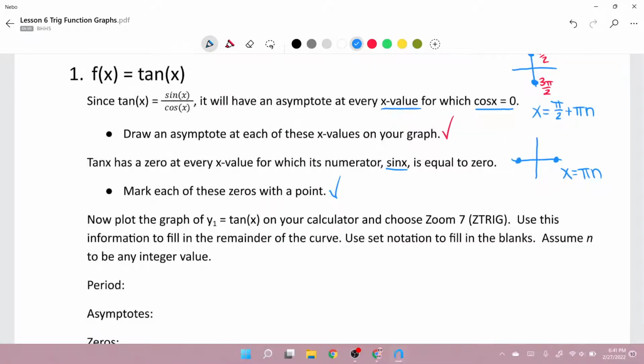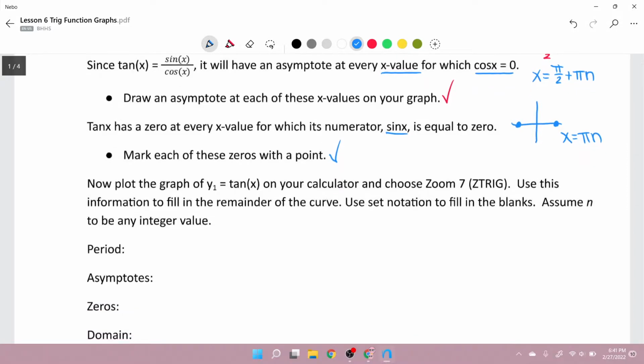Okay, at this point, it says, now plot the graph on your calculator and choose Zoom 7 trig. So actually, pause this video, get your graphing calculator out, and graph y1 equals tangent of x on your calculator, and then go to your window or your zoom and hit Zoom 7, which will give you the trig zoom window, which is super handy for this. After you do that, make sure you pause this video and actually do that. We're going to use that information to fill in the remainder of the curve.